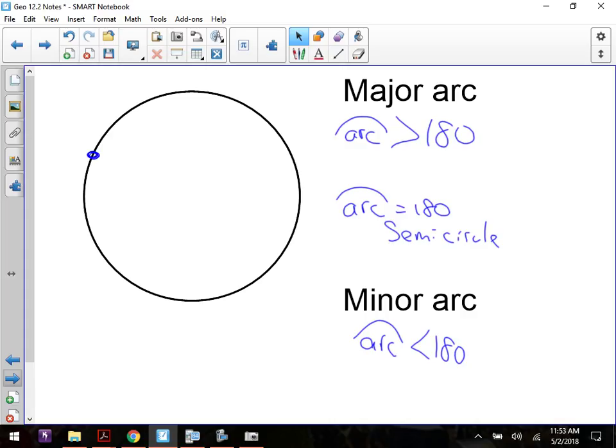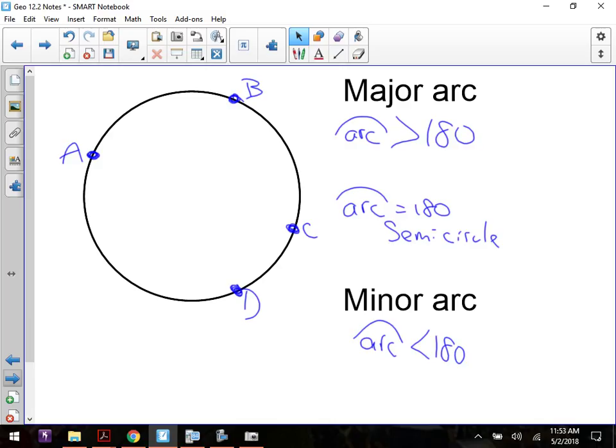Again, when you're dealing with arcs, it's dependent upon letters. We did this, we described the difference generally between major and minor. How many letters did you use for major? 3. Yeah, we used 3. And for minor, it was usually 2.